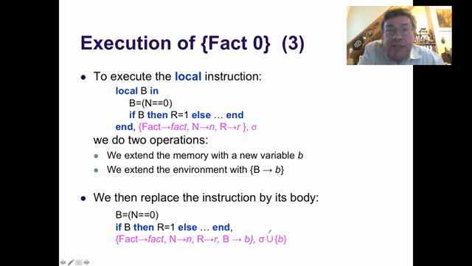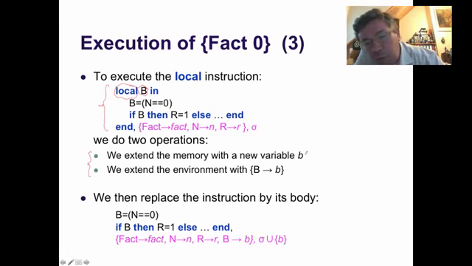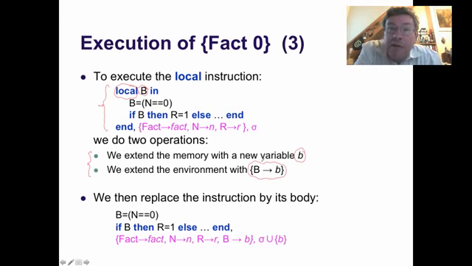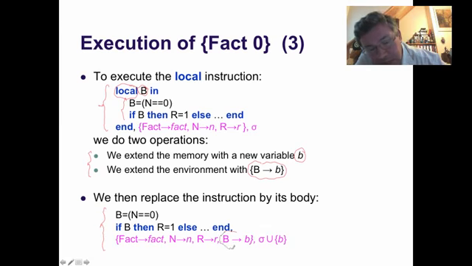So now we have just done the first step of our execution on the abstract machine. Let's now do the second step. So the second step is we go farther. We have this local instruction, which is the body of our procedure. We have to execute the local b. What does that do? That does two things. It extends the memory, sigma, with a new variable little b, and it extends the environment with a reference from the identifier b to the variable little b. We can then replace this instruction in the execution by its body, which is the part inside here, b equal n equals 0, and if b then etc. And notice that our environment gets extended here, and our memory also gets extended. So we have now done our second execution step.